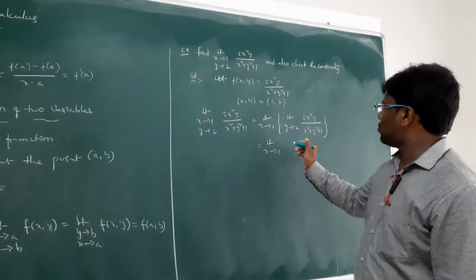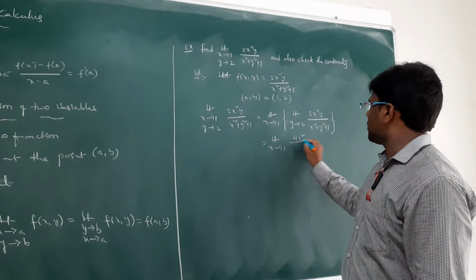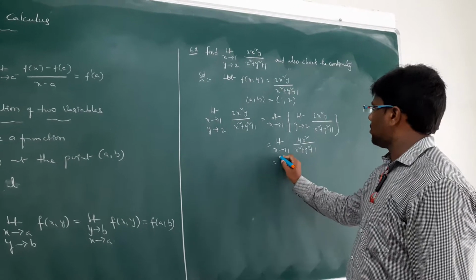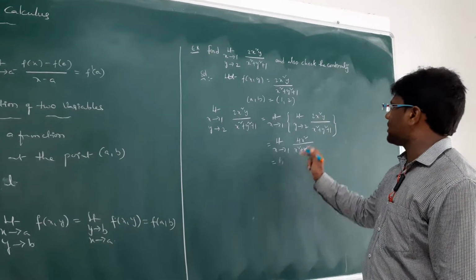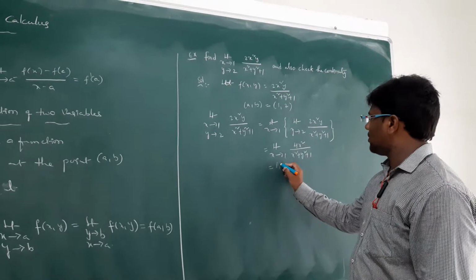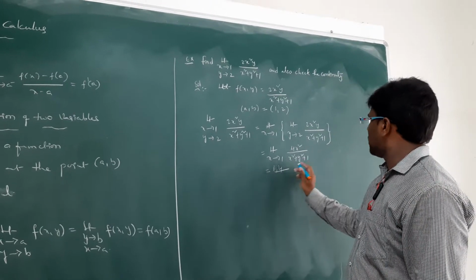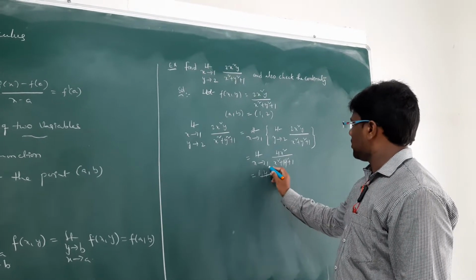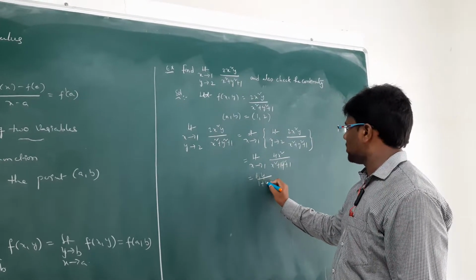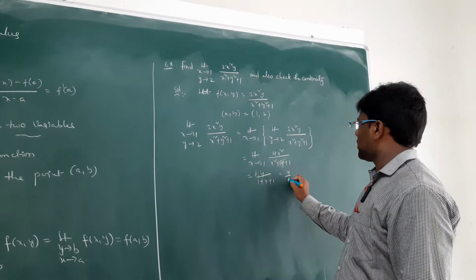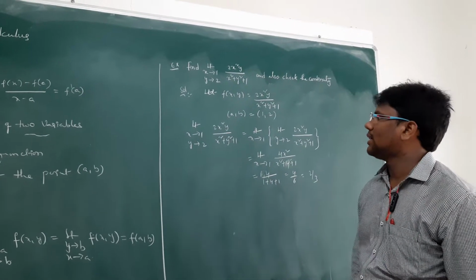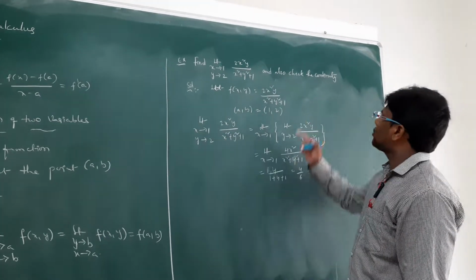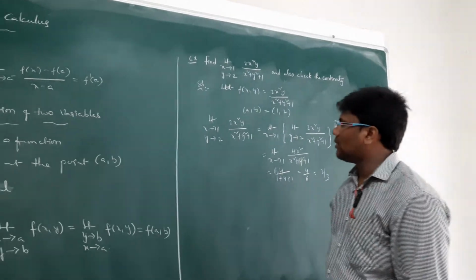Here y is equal to 2, 2 twos are 4, 4x square by x square plus y square plus 1, that is equal to limit, substitute the x limits. X is tending to 1, 1 square is 1, 4 by, here y value is 2, 2 square is what? 4, x value 1, 1 plus 4 plus 1, that is equal to 4 by 6 equal to 2 by 3. This is the limit of the function at the point 1 comma 2, and also check the continuity at the point 1 comma 2.